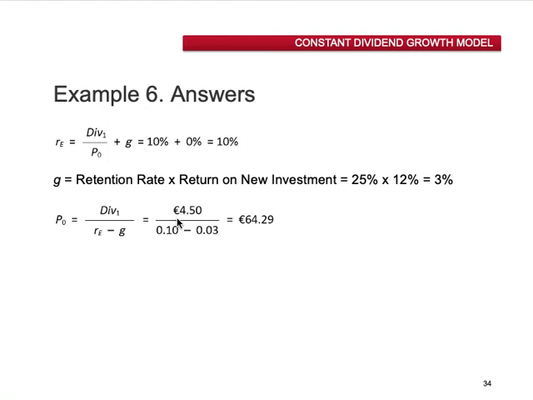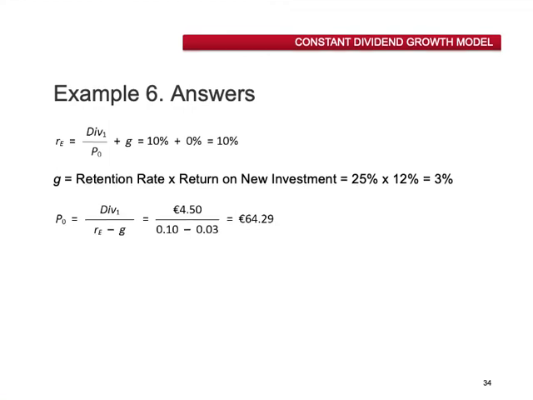Here we see that the first dividend payment is €4.50, the cost of equity is 10%, the growth rate is 3%, and that gives us a stock price at T0 of €64.29. We conclude that Nike's share price should rise from €60 to €64.29 if it cuts its dividend to increase investment and growth, implying the investment has a positive NPV. And the NPV per share in this case is €64.29, less 60 gives you €4.29 per share.